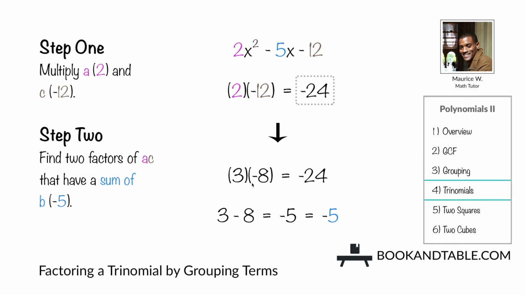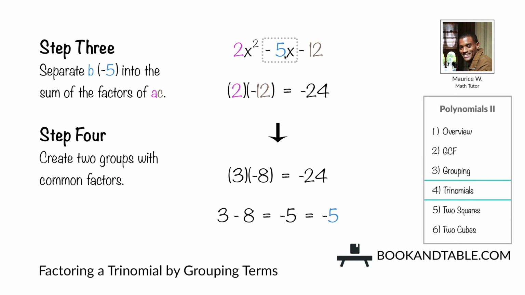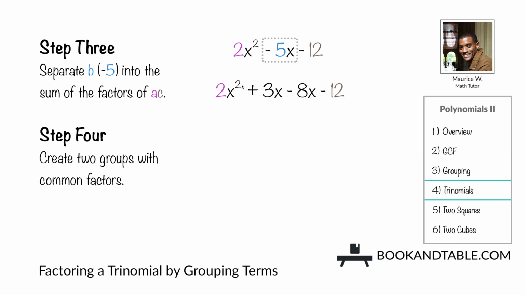We then try 3 times negative 8, which also equals negative 24. And when we find the sum of these two factors, we get 3 minus 8, which is negative 5. And that does equal the coefficient of our x term, negative 5. So 3 and negative 8 are the factors that we are looking for. So we will break negative 5x into the sum of the factors, 3 and negative 8. So we wind up with 2x squared plus 3x minus 8x minus 12. 3x minus 8x equals negative 5x.